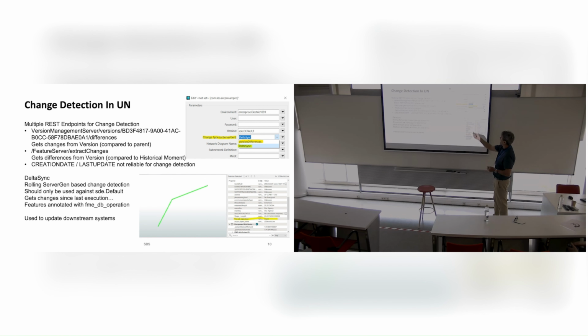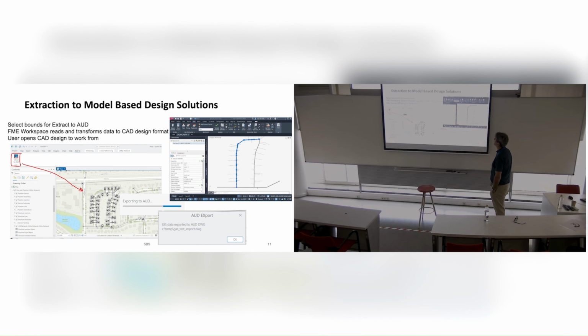So that's a really powerful thing that we're using for the change detection for the synchronization operations. And then the only thing to mention there is the FME DB operation, which is a standard FME attribute to say, is it an insert, update, or delete? We automatically annotate the features with that bit of information.